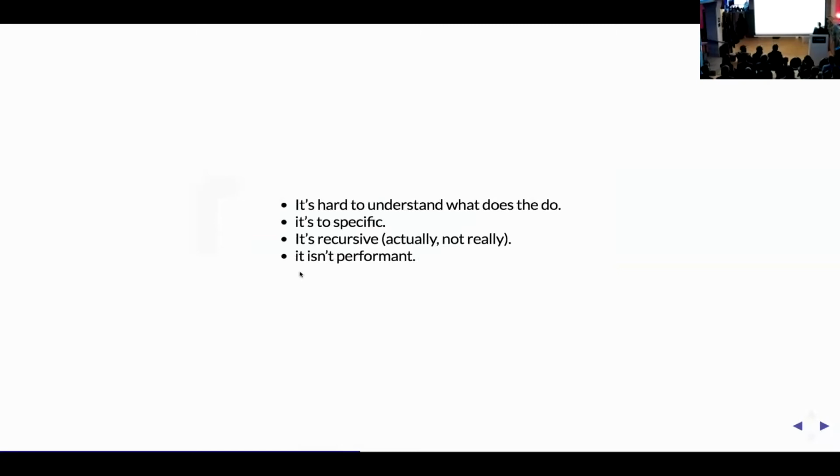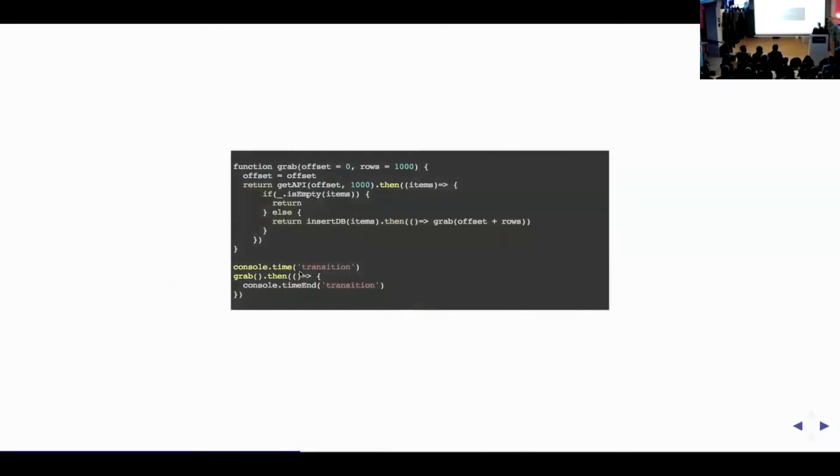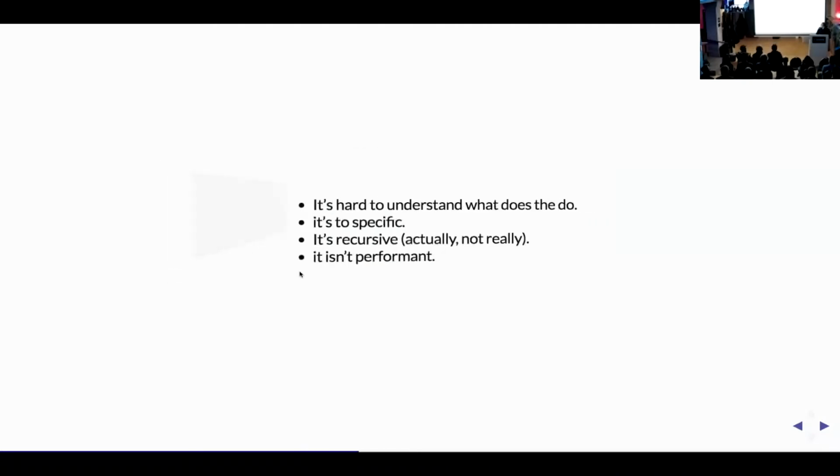It's hard to understand what it does. You need to read all the code to realize what it does, and it doesn't expose the idea of data flow or something like that. What else? It's too specific. What does it mean? If you add some data processing, the code will probably look a little bit heavy. The other thing, it's recursive.